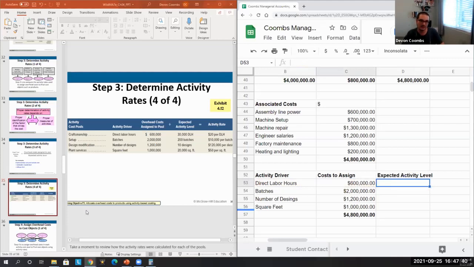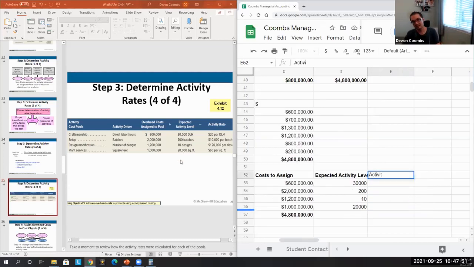So expected activity level is 30,000 direct labor hours. We say we have 200 expected batches, 10 designs, and then the building we're using is 20,000 square feet. And then we can determine an activity rate. So we get $20 an hour, $10,000 per batch, $120,000 per design, and $50 per square foot. So now we know all the different activities and the cost per activity.